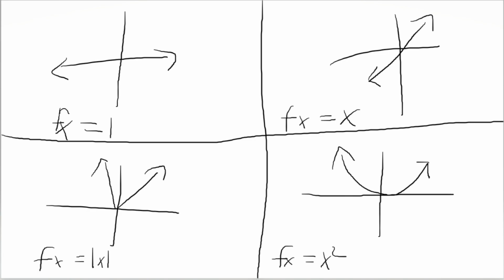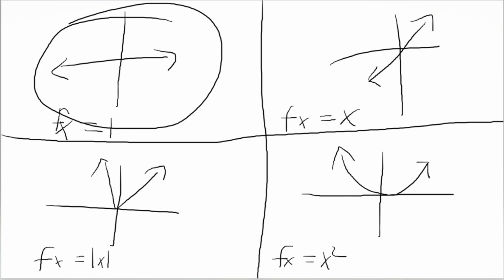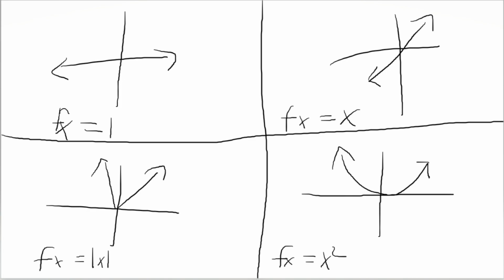So these are the four parent functions. This is the constant. It's just represented by f of x equals 1. It's just a straight line, only on the y-axis. There's nothing really happening on the x-axis. The next one is linear. It's f of x equals x. It is the classic, this line.